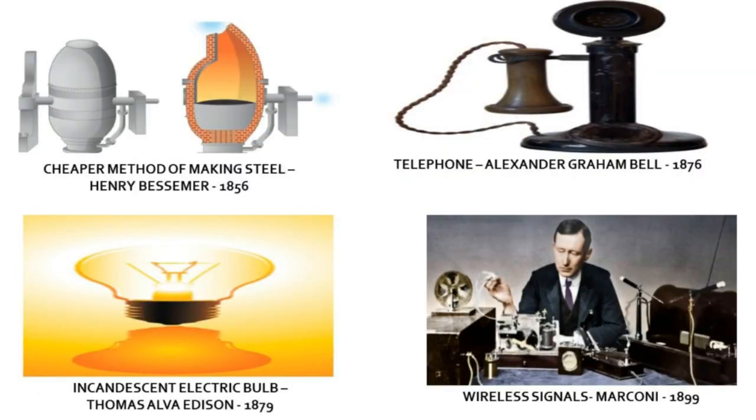Cheaper method of making steel, useful for iron and steel, invented by Henry Bessemer in 1856. And the telephone was invented by Alexander Graham Bell in 1876. Incandescent electric bulb, that is without candle, invented by Thomas Alva Edison in 1879. Wireless signals, useful for communication, invented by Marconi in 1899. These are the important inventions of the Industrial Revolution era.